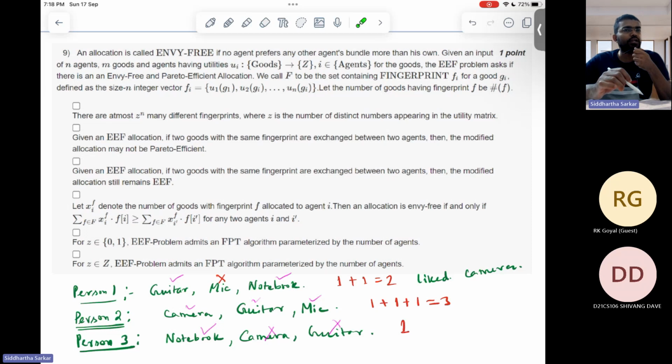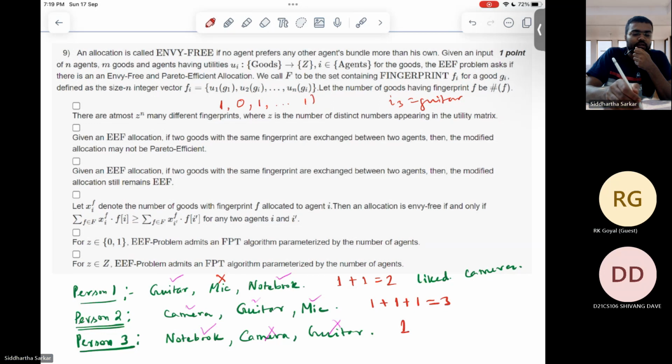So the fingerprint definition is fine, right? What is the meaning of f3 then? Let us say item 3 is a guitar. Person 1 likes the guitar, so that entry is one. Person 2 doesn't like it, so we have 0. Person 3 likes the guitar, and like that we obtain a vector of length n, which is f3. Okay, clear.